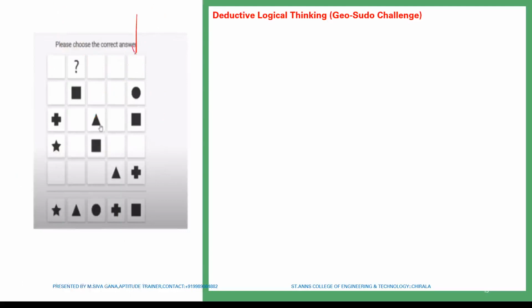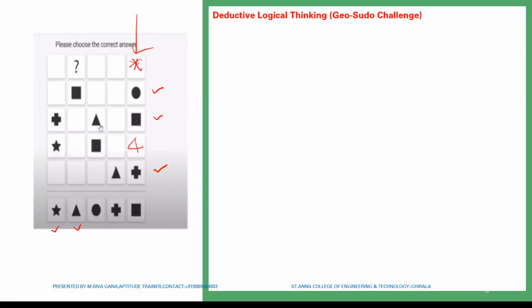Now I'm concentrating on this column. So how I am answering: plus is over, rectangle is over, circle is over, and here star is not possible. A star is there. So the rest of the shapes are star and delta. Here star not possible, so it must be delta. If it is delta, it must be star.